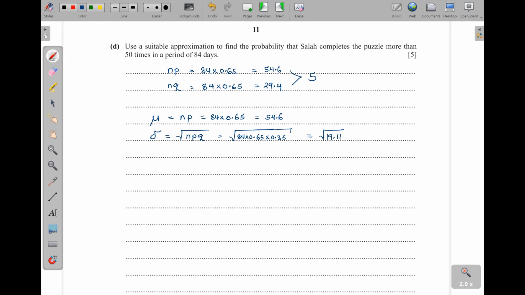Now, after finding the mean and standard deviation, we are supposed to carry out what we call continuity corrections. So in the previous videos, I've already said if it is greater than, you add a 0.5. If it is greater than or equal, then you subtract a 0.5. If it is less than, you subtract a 0.5. If it is less than or equal, you add a 0.5.